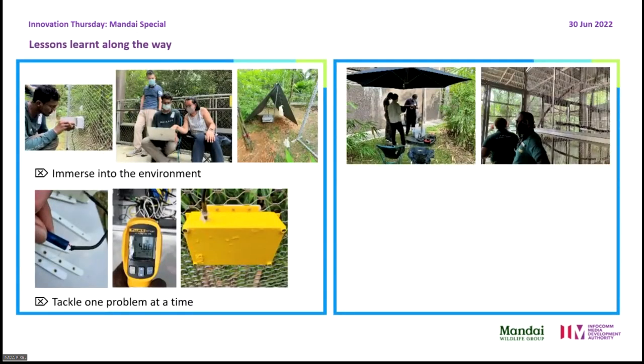So these are the lessons that we learned along the way. First of all, like I mentioned, immerse yourself in the environment. By the way, this is not a tent that we sleep in, okay? Don't worry, we're not tasked to do that. It's just to keep the system cool. But really, to immerse yourself in the environment, we found that it helps us a lot when we are down there. We see the actual situation, the context, and how we can better understand what the zookeepers will find easy or difficult to use.